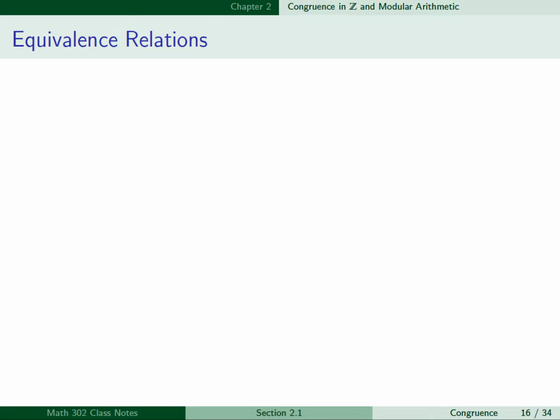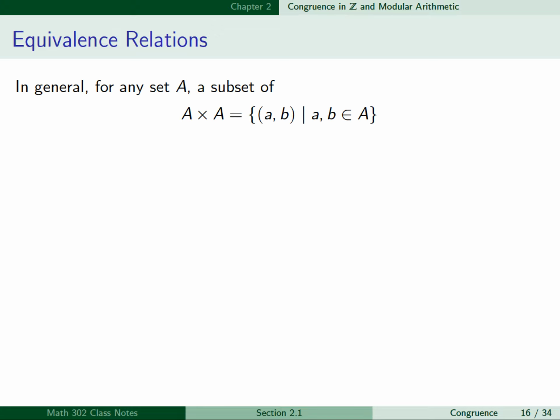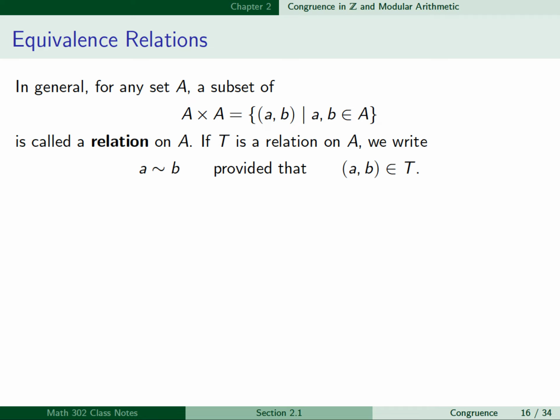Next, we want to talk about equivalence relations. In general, for any set A, a subset of the Cartesian product of A cross A, so this is the set of ordered pairs (a, b), where a and b both come from the set A, is called a relation on A. Now, if T is a relation on A, we write a tilde b, provided that the ordered pair (a, b) belongs to T.